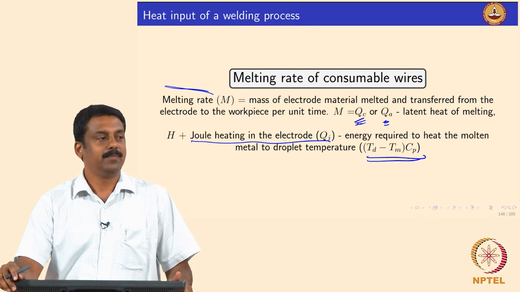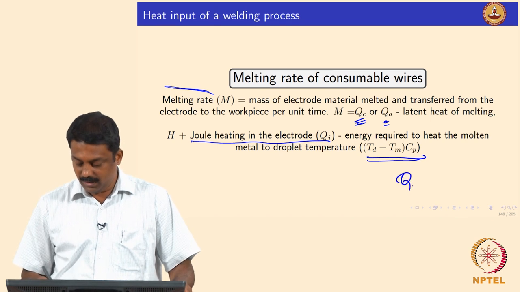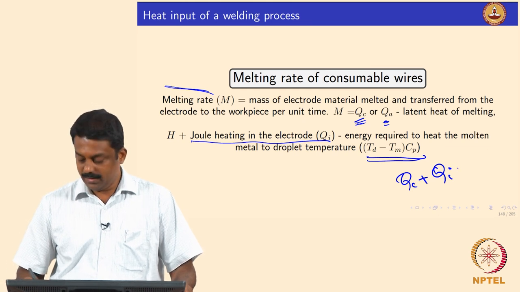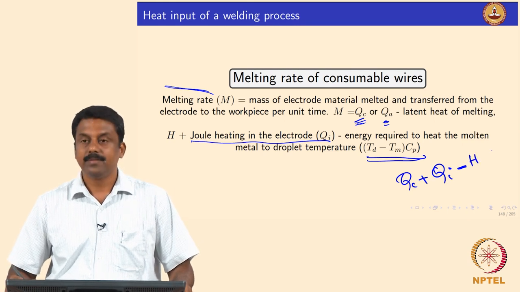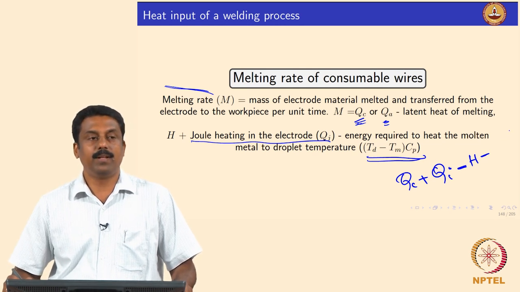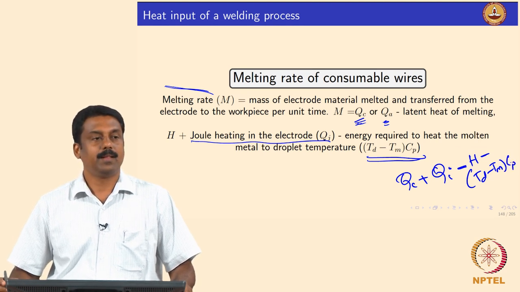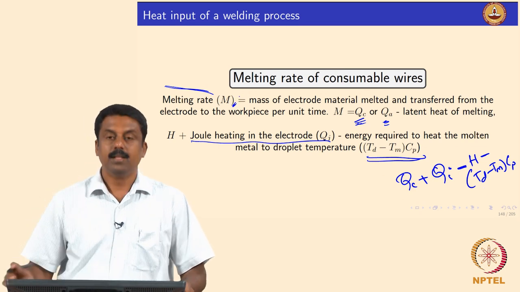Isn't it? So now the melting rate is nothing but these positive terms, QC plus joule heating, right, minus the latent heat of melting, which you can say is H, minus the energy required to heat the molten metal to the droplet temperature, which is nothing but Td minus Tm times Cp. If you know these, we can calculate the melting rate, right?